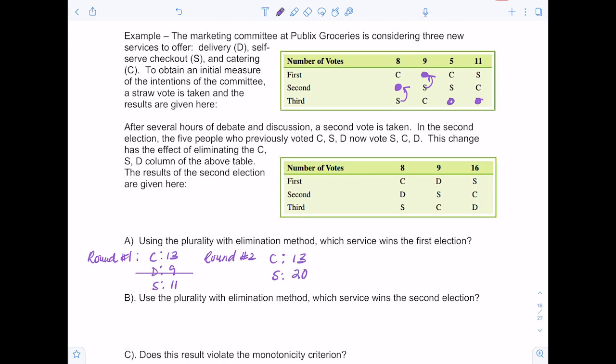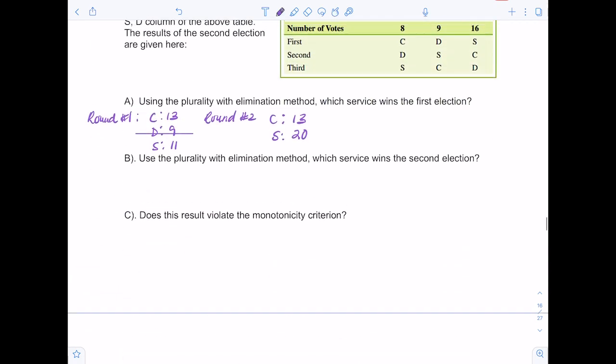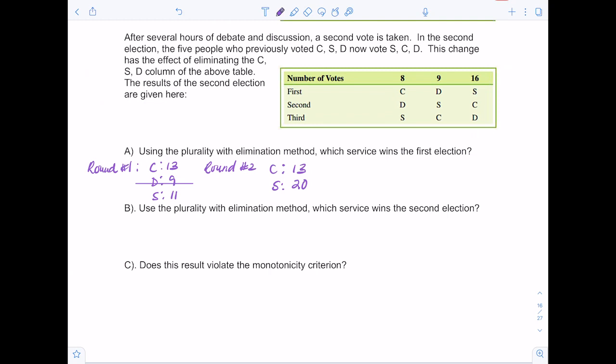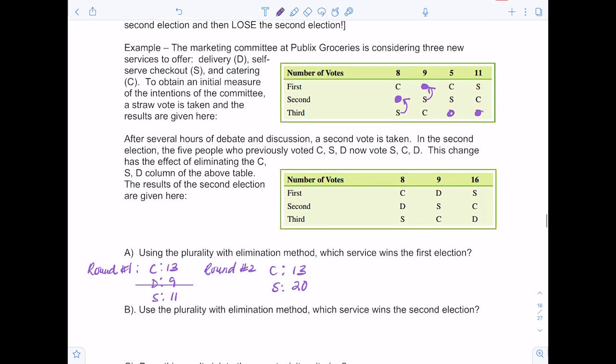So as you can see here, we needed at least 17 to be a majority. We got 20 for self-service. And since that is the type of service that came up the most in first place votes, and also the majority, so more than 50%, we can say that the self-service wins for that voting method. So self-serve.